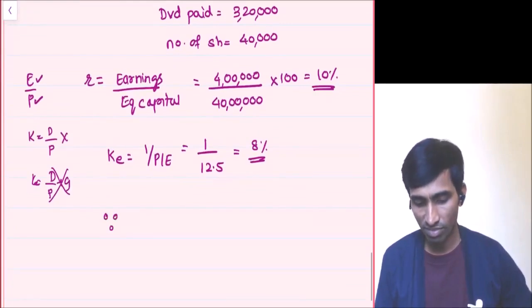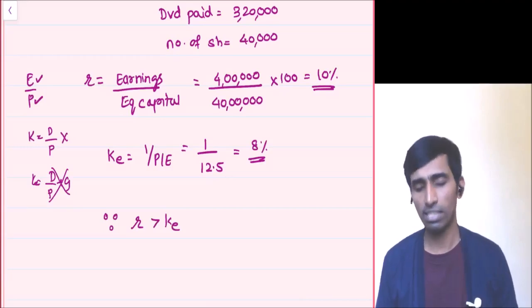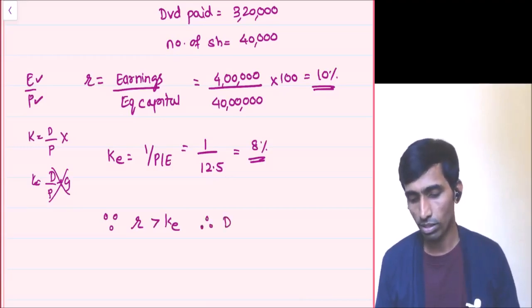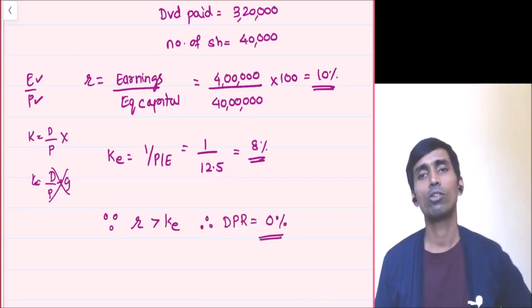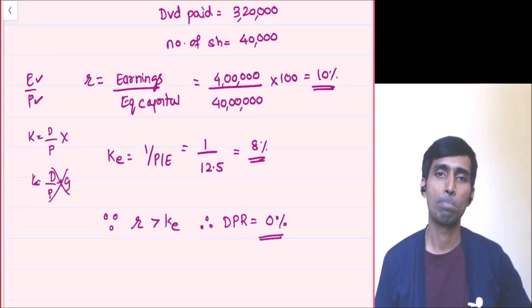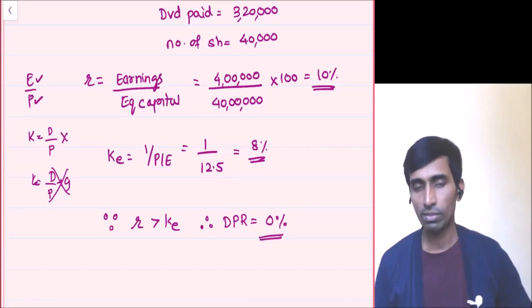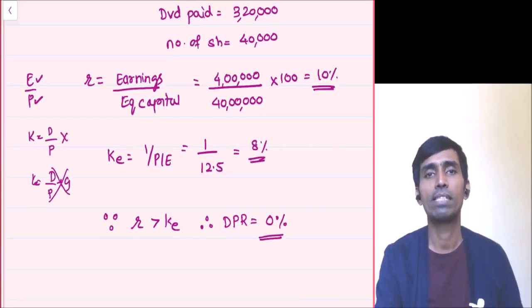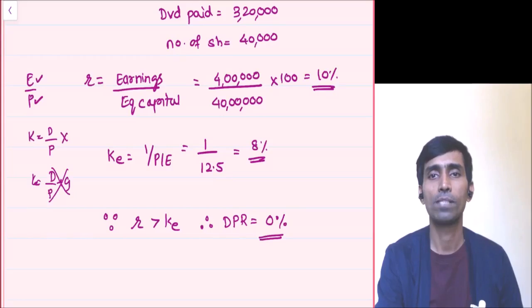Since R is greater than K, what the company is generating is more than the cost of capital. Therefore, the dividend payout ratio should be 0%. Sorry, dividend payout ratio should be 0.